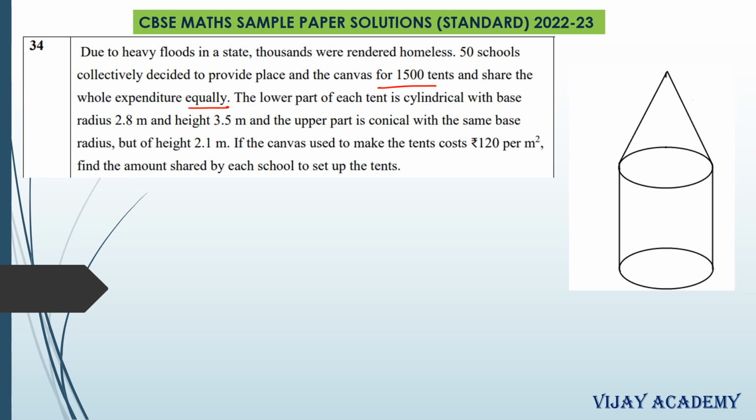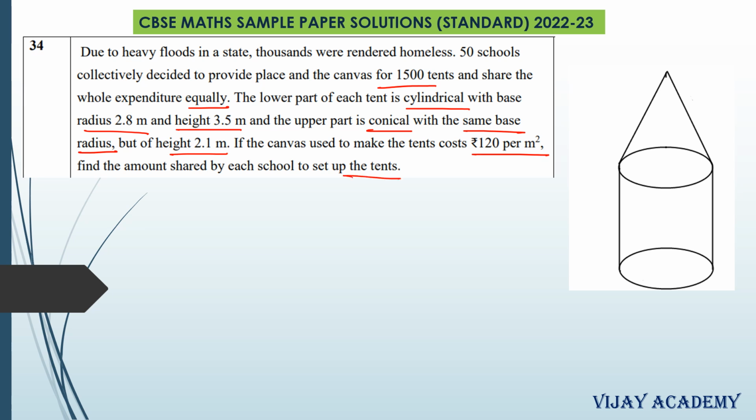So the lower part of the tent is cylindrical with base radius 2.8 meter and height 3.5 meter, and upper part is conical with the same base radius 2.8 meter but of height 2.1 meter. If the canvas used to make the tents costs rupees 120 per meter square, find the amount shared by each school to set up the tents.